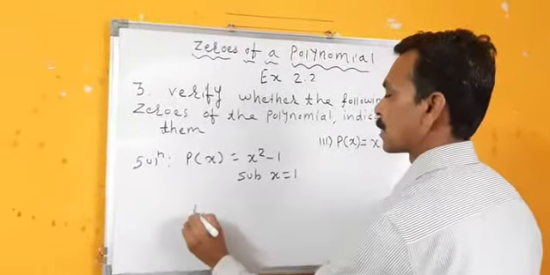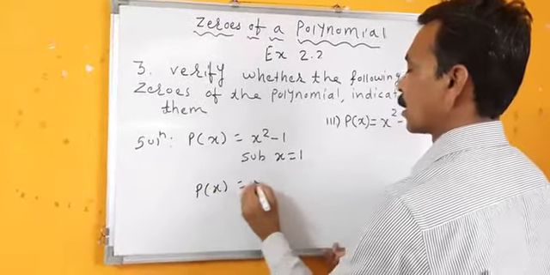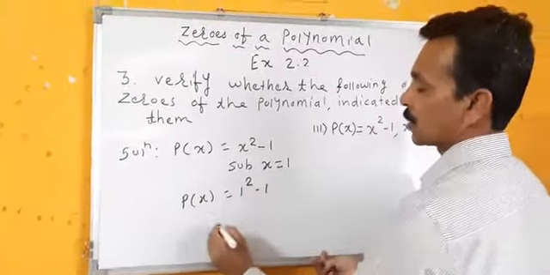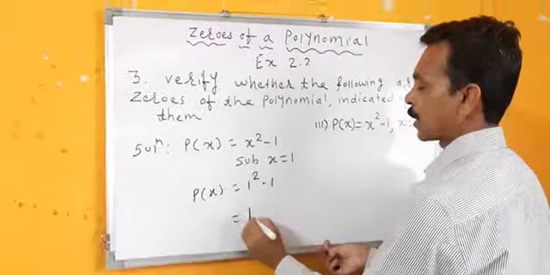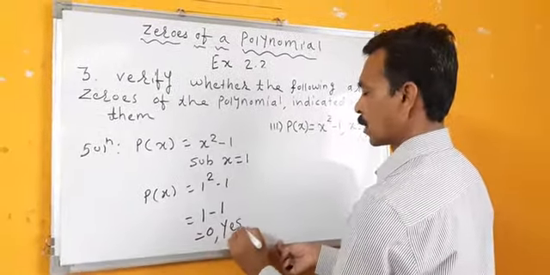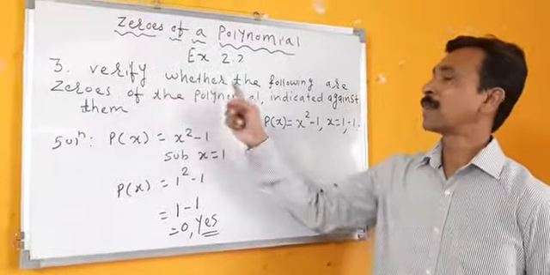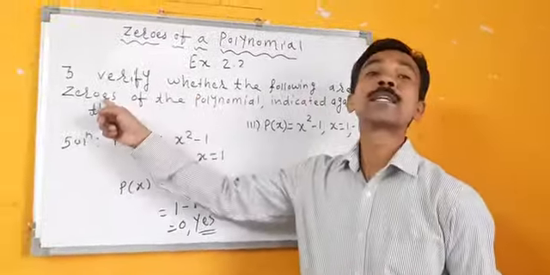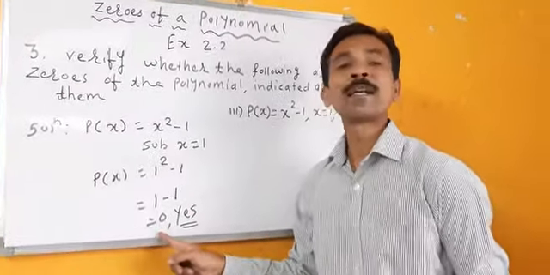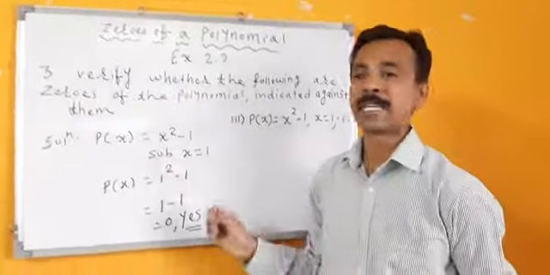So it becomes p of x is equal to 1 square minus 1. What is 1 square? 1. 1 minus 1 is equal to 0. What is the answer? Yes. Why yes? See the question: verify whether the following are zeros. So after solving, if the remainder is 0, then you have to write yes.